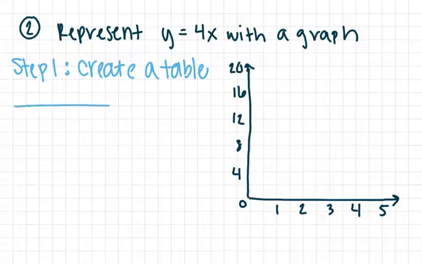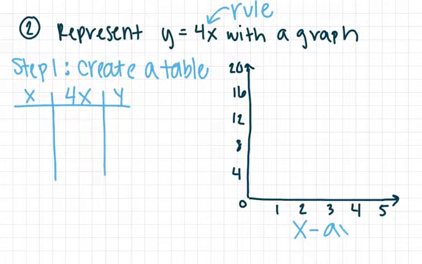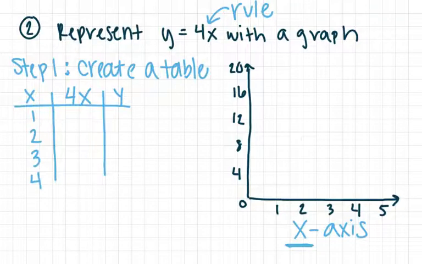Okay, so to create a table, I'm going to do a very simple table where I'm going to have x, and I'm going to have y, and in the middle, this is where my process is going to go. And remember, my process is this rule right here. That's our rule, and everything in that table is getting multiplied by 4. Now, you may be wondering, what am I going to multiply by? Well, remember in a graph that these are your x-axis, meaning these are your x values. So in my table, I'm going to plug in these x values.